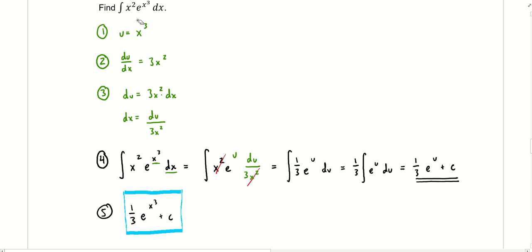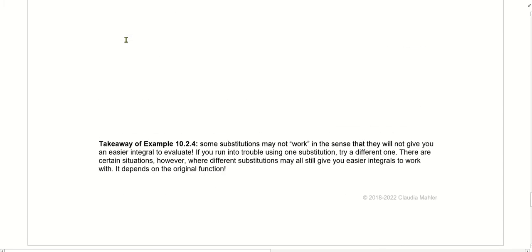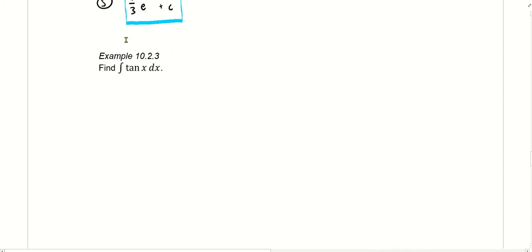Okay, so there's another example of substitution. Let's do another one, and then we'll do two sort of special ones on pages 5 and 6, just to demonstrate some things about the process of substitution.